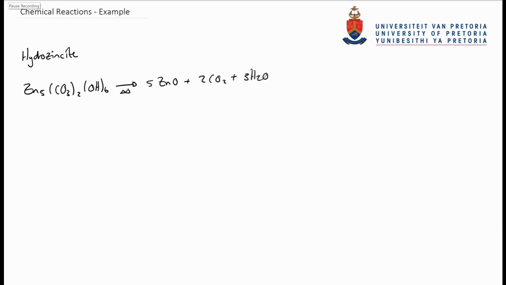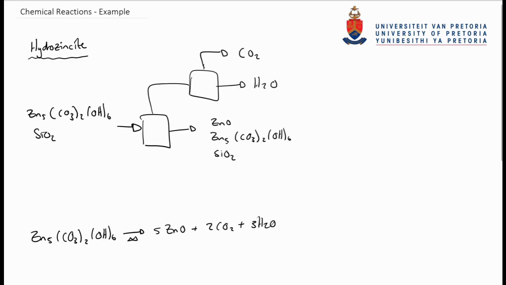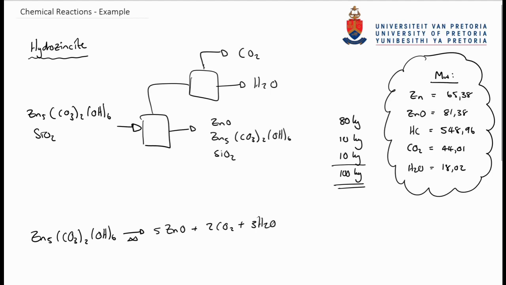In this example, we're going to look at the thermal decomposition of hydrous zincite according to the chemical reaction given below, in a process as illustrated by this flow diagram. The only thing we know from the system is that out of the system we have 100 kilograms made up of 80 kilograms of zinc oxide, 10 kilograms of the hydrous zincite, and 10 kilograms of silicon dioxide. And for my calculation, I've used the molar masses as indicated on the far right.